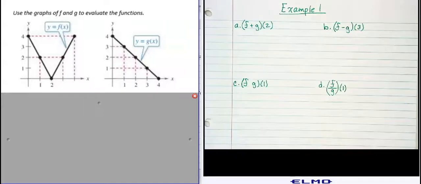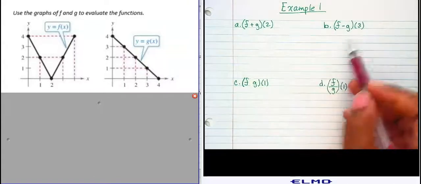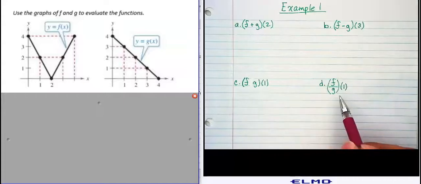All right, so looking at this, I blew up the graph here so that everybody can see it. So it's a little bit easier so that when we break it apart, you can kind of see what's going on. So here we're taking a look at both functions, and we're going to add them for the first one. We're going to subtract, we're going to multiply, and then we're going to divide.